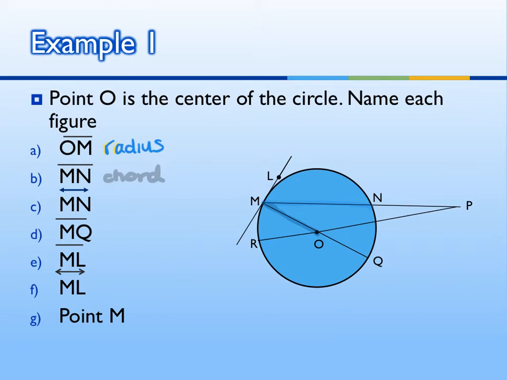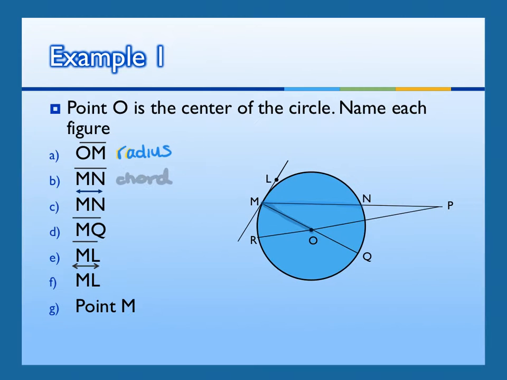All right, line MN would be what? Secant. Segment MQ. Diameter. Remember, that's a diameter and a chord, but the better answer is the diameter. So would you get marked wrong? Yep. But I'm not wrong. But you're not right either. I'm telling you right now, you need to be the most specific you can be. All right, segment ML, we said was what?